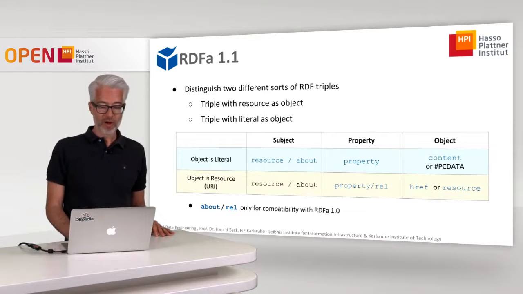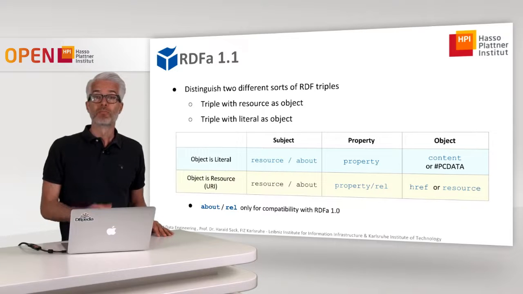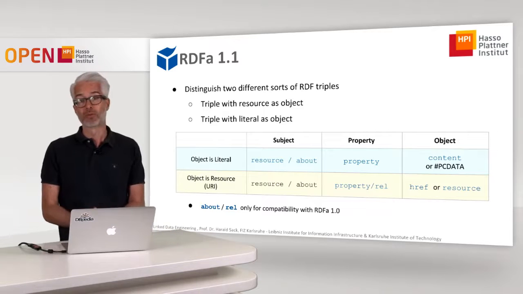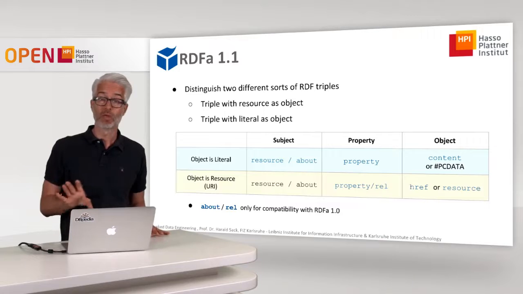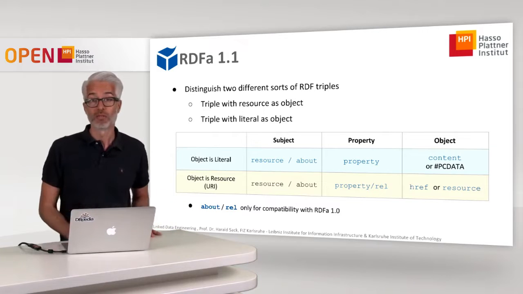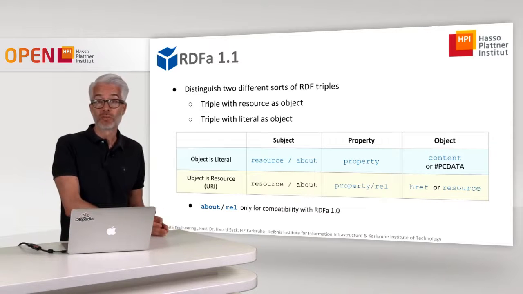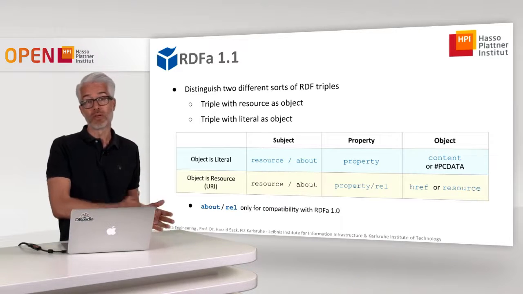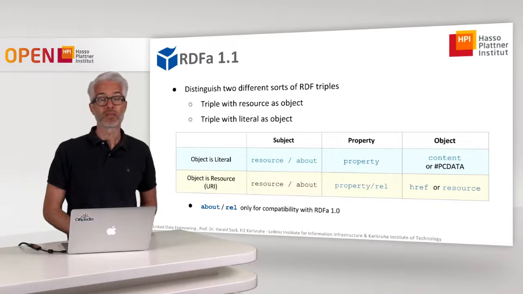Likewise, if the object is a resource, meaning the object is a URI, you use as a subject resource or about, and as a property you use property. And also you can use rel, which stands for relation, but this is also RDFa 1.0, so the old version. And then as an object, you can link the object either with the help of the href attribute or the resource attribute. So you have these two possibilities to link everything together.